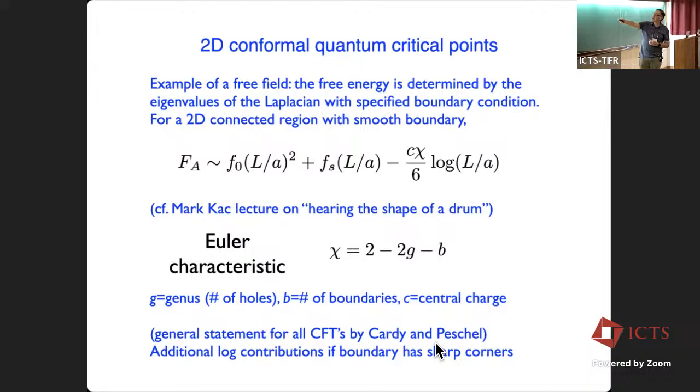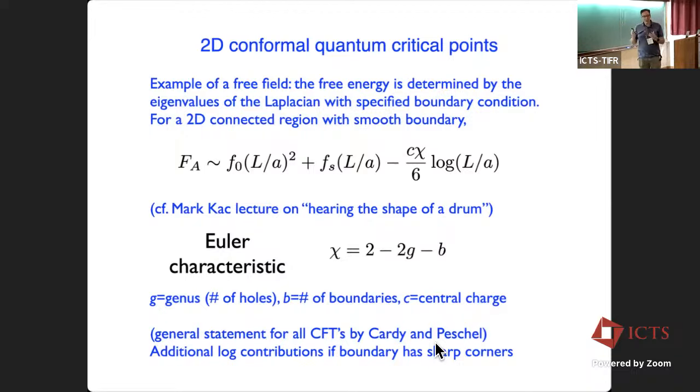But then the most interesting piece in the thermodynamic limit of the shape of a drum is something that involves, for a general CFT, this is what Cardy and Peschel did, the central charge divided by 6 times the Euler characteristic of the drum head times the logarithm, where the Euler characteristic is 2 minus twice the number of holes minus the number of boundaries. So this is the most important topological fact about 2-manifolds. And there are additional logarithmic contributions whenever the boundary has a sharp corner. So this is the result for a smooth boundary.